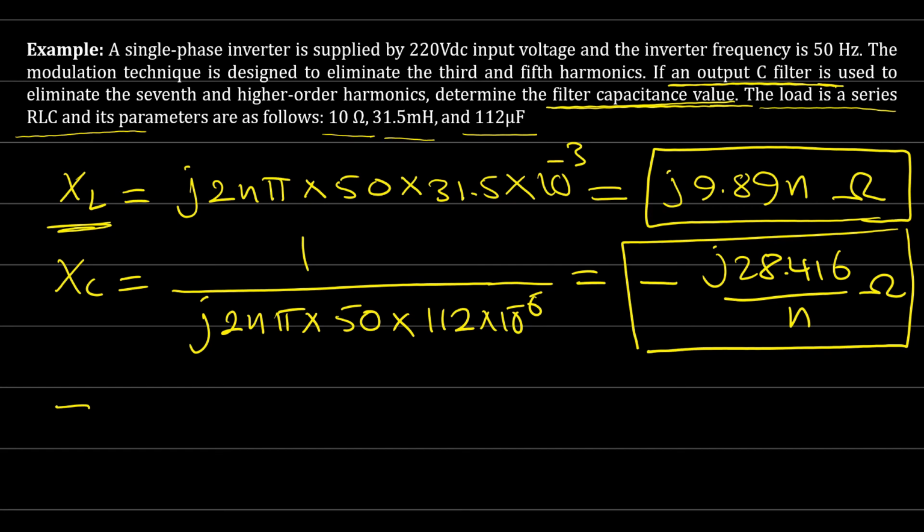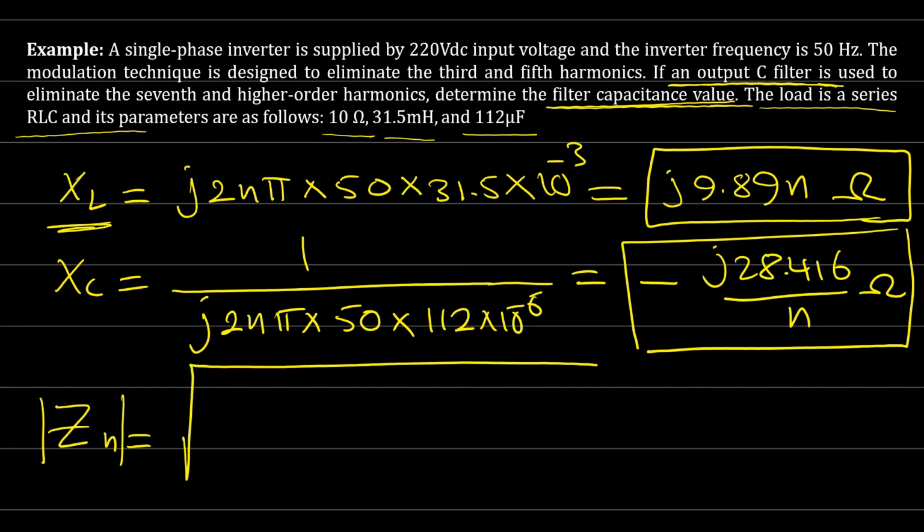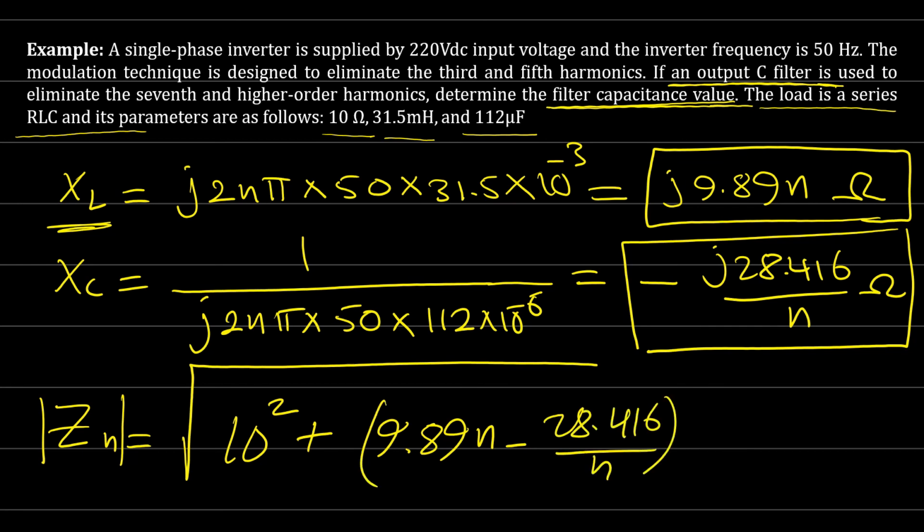So Zn in this case is equal to how much? The magnitude, the square root of R squared plus (XL minus XC) squared, right? So this will be 10 squared plus (9.89 n minus 28.416 over n), all squared. Now this is the impedance for the output voltage.